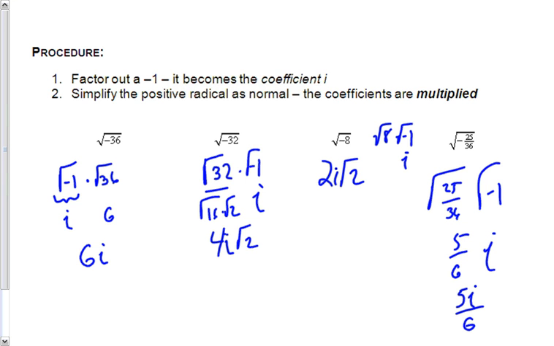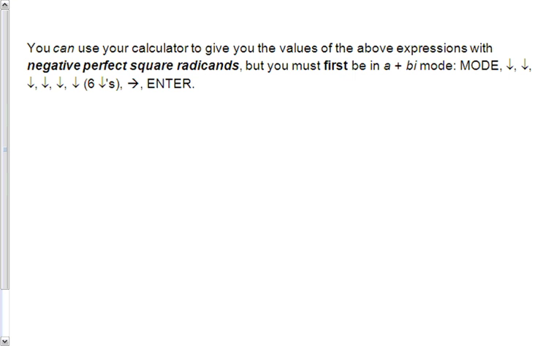Right, so that's our basic imaginaries whenever we're just dealing with square roots of negative numbers. Your calculator can do it. If you're in a plus bi mode, it actually will take the square root. You've got to move it to that. I don't recommend it, but it's there if you want to. It's kind of fun to play with.